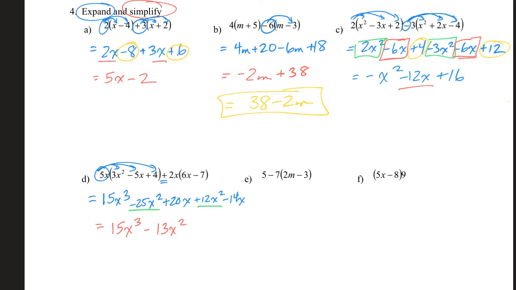That takes care of my x squareds. Now I have my single x terms. There is a positive 20 minus a 14. And there is a positive 6. So 6x.